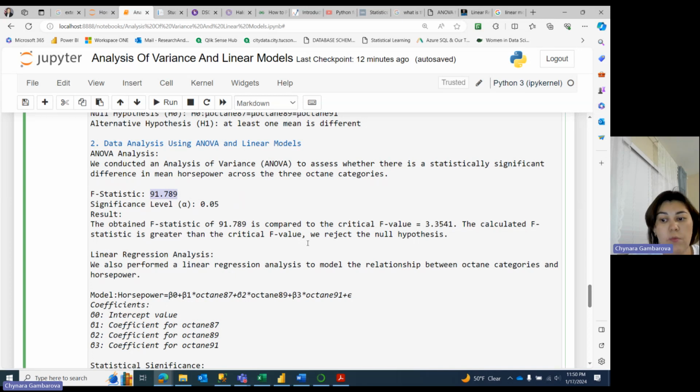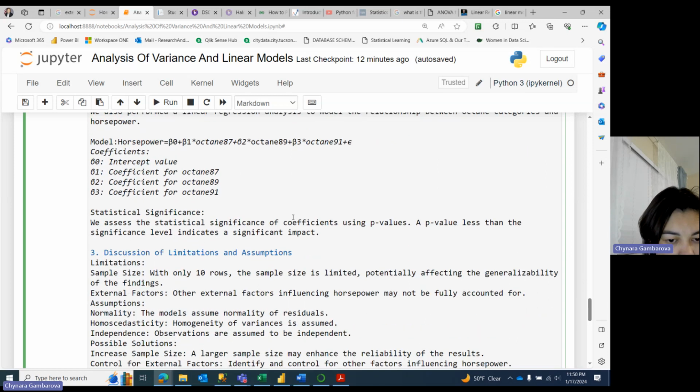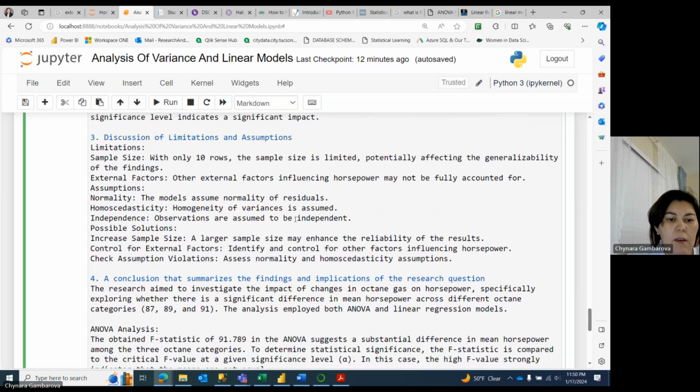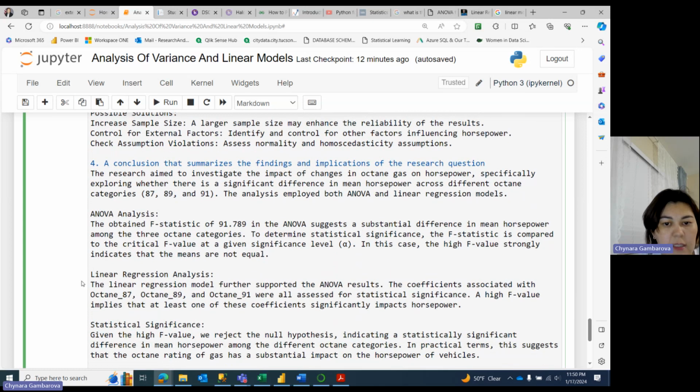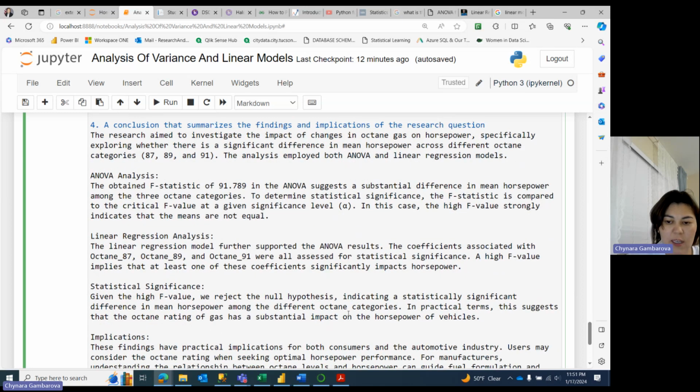And our p-value was really low, which makes us reject the null hypothesis, which states that there is no difference in means of the categories. But now we can say that there is a difference. So our conclusion is that we reject the null hypothesis, and it is statistically significant. So yeah, we reject that.